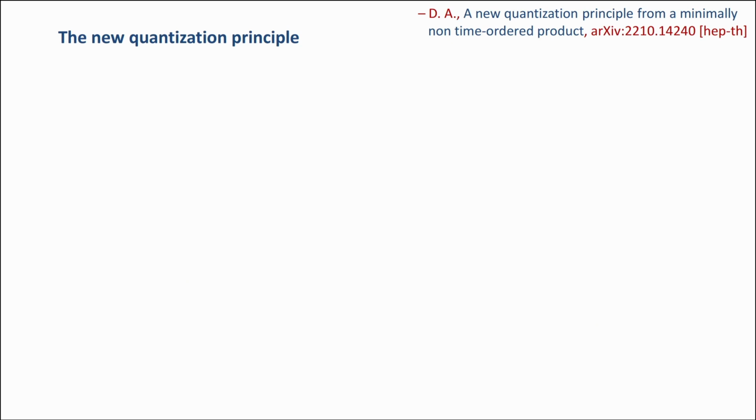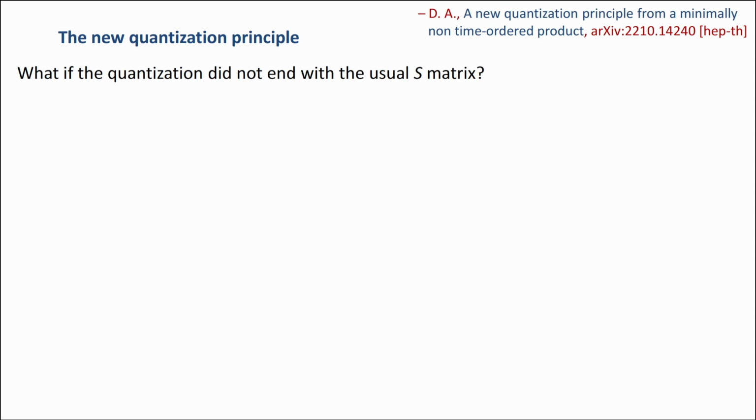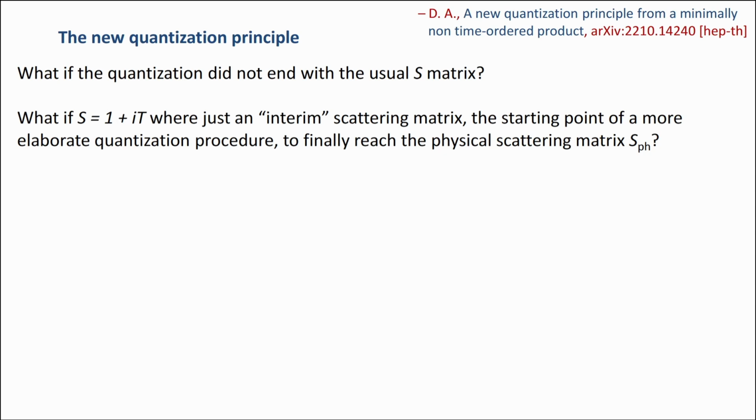So the new quantization principle that I formulated in this paper works as follows. First of all, you have to say that the quantization does not end with the usual S matrix. What you get with the usual S matrix is just an interim scattering matrix, and that is the starting point of a more elaborate quantization principle, quantization procedure that continues. And you need to do some further operations. You need to reach the physical scattering matrix.